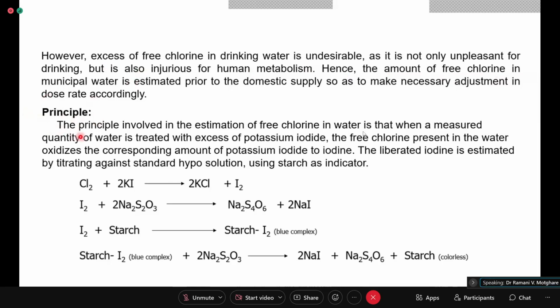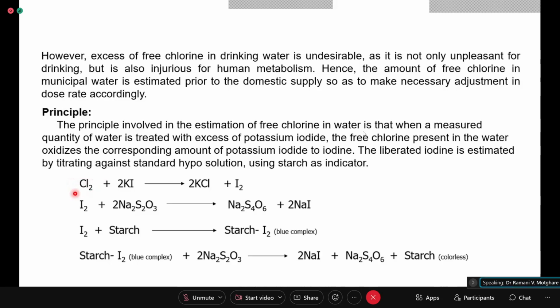The principle involved in the estimation of free chlorine in water is that when a measured quantity of water is treated with excess potassium iodide, okay, so you measure some quantity of water. Of course, it will be the municipality treated water. If you directly take some well water or water from some pond or river, you will not get this part. So municipality treated water will be containing chlorine.